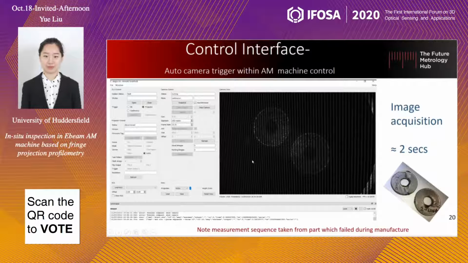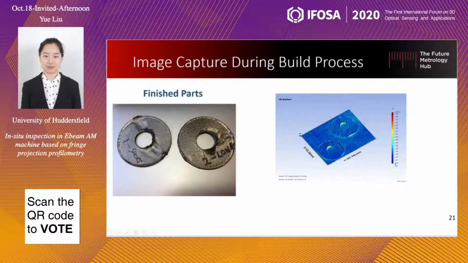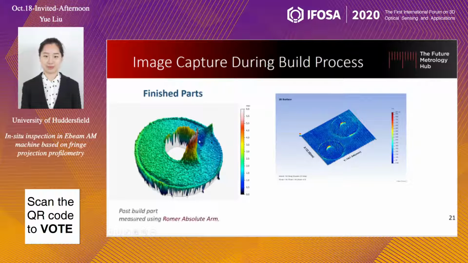We project the sinusoidal pattern onto the surface. We can see the fringes here. And that is the finished part in the left image. The right side is the data collected from our metrology system. And this is the independent measurement from a roller arm.